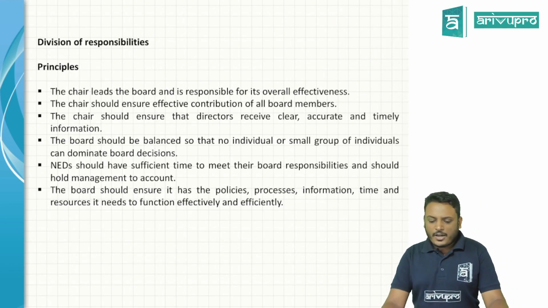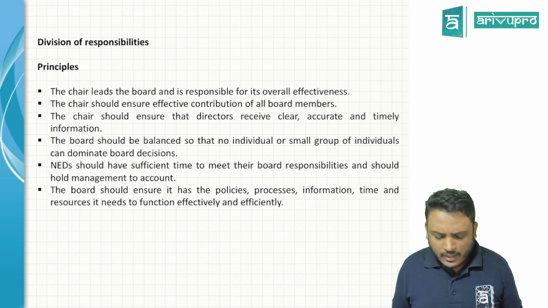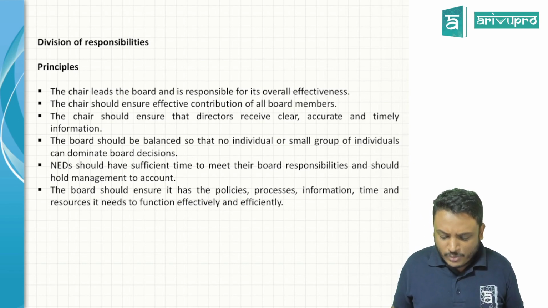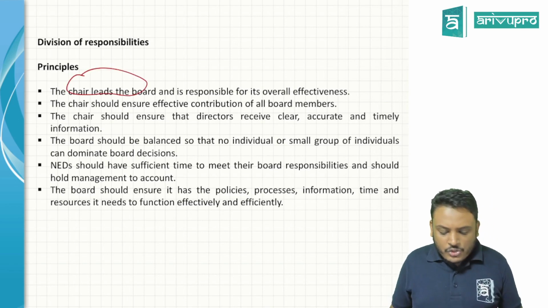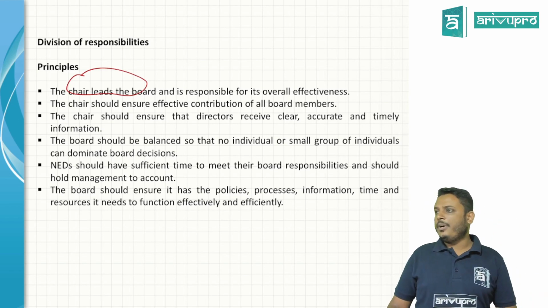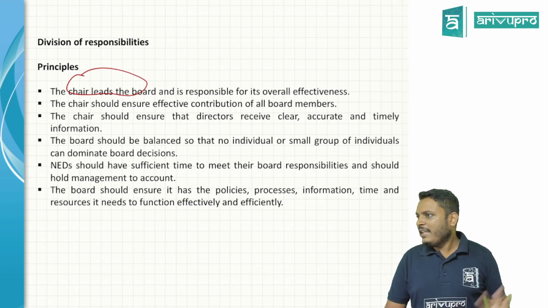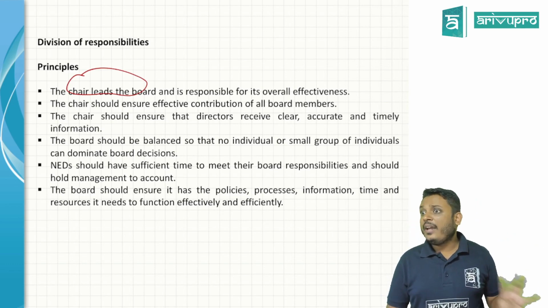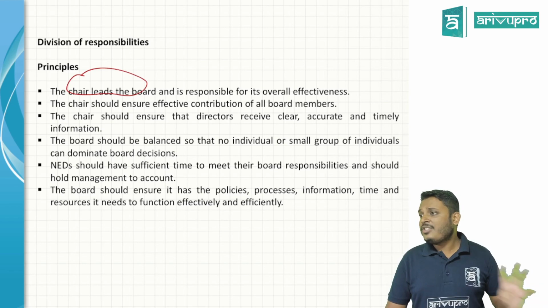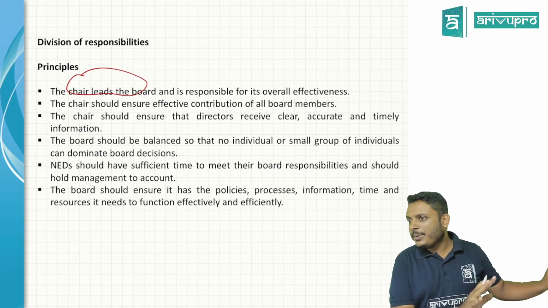Division of responsibilities. See, first point, all these things I gave. Chair leads the board. Who is chair? Chairman. Understood? Chairman should ensure effective contribution of all board members. So he should take the work from all the members. Active board participation is needed. He should ensure that. That is his role. Okay. That's why I told you, don't take the chairman to other committees. Let him do his work.